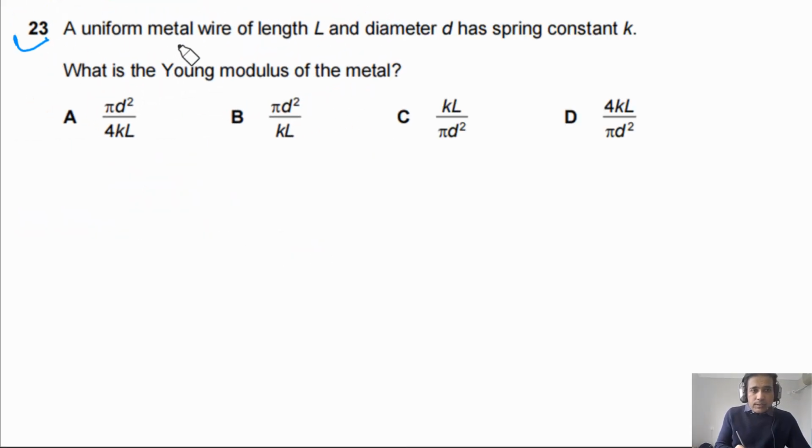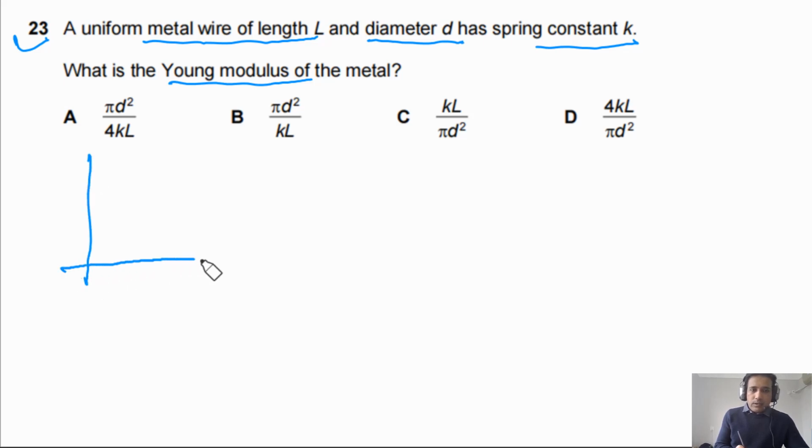Question 23 says a uniform metal wire of length L and diameter D has spring constant k. What is the Young modulus of the metal? We need to understand how we can determine the Young modulus. If we sketch a graph between stress, whose unit is newtons per meter squared, and strain, which has no unit because it is the ratio between two same quantities, the first part of the graph is a straight line. Until this point, stress and strain are directly proportional, and the gradient of this graph is equal to the Young modulus.